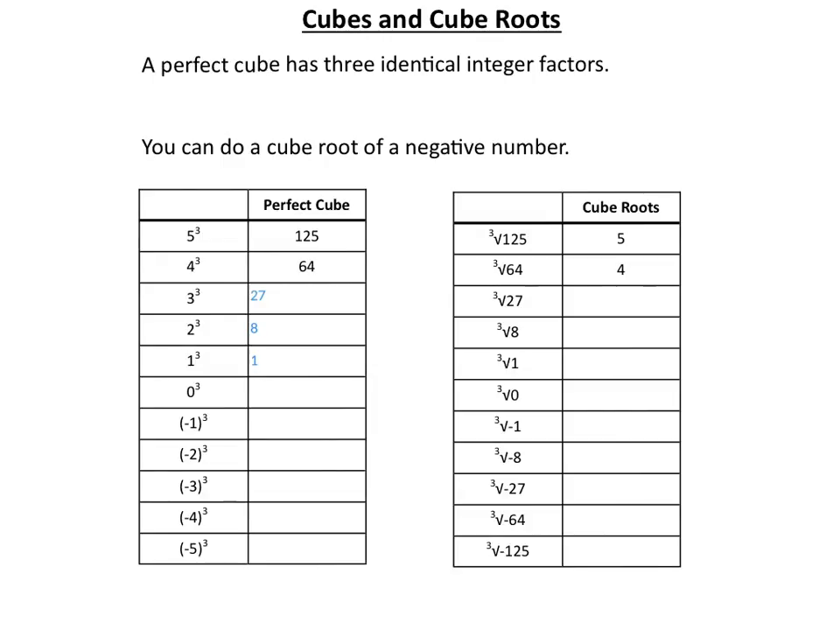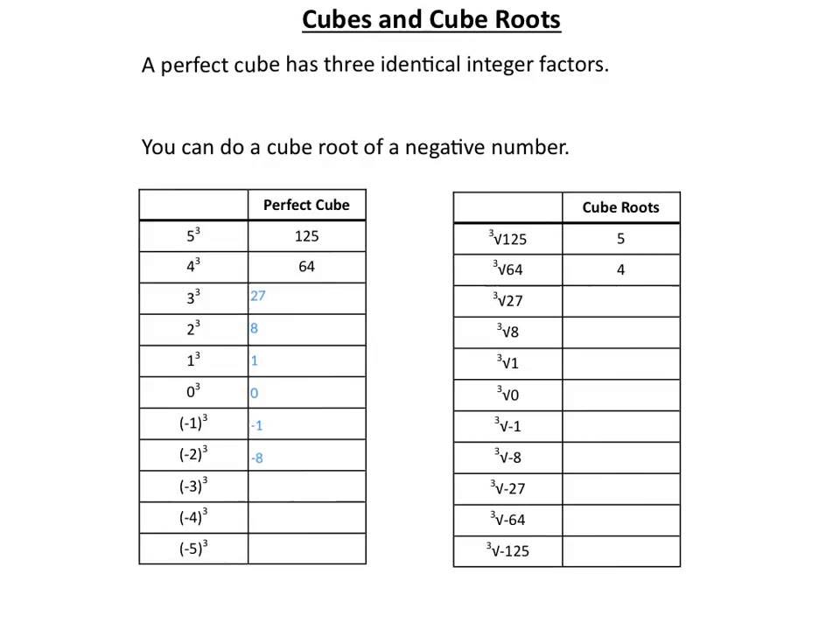0 cubed. 0 times 0 is 0. 0 times 0 is 0. -1 cubed. -1 times -1 is +1. +1 times -1 is -1. -2 cubed. -2 times -2 is +4. +4 times -2 is -8.